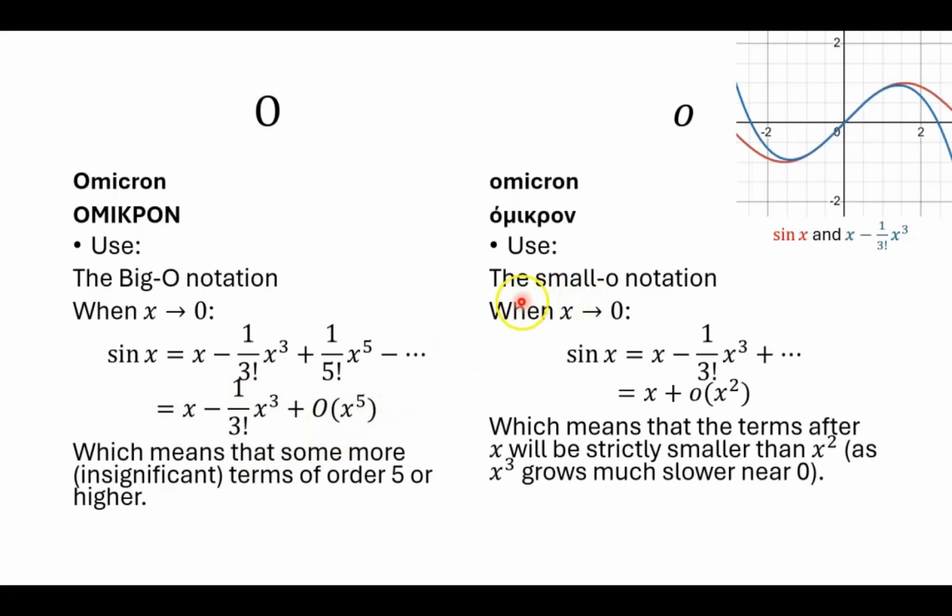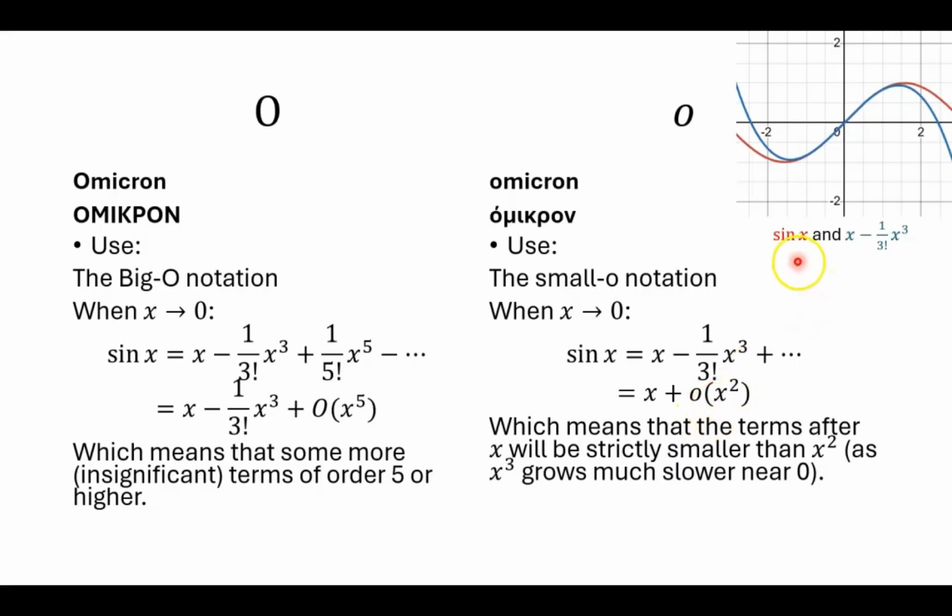And for the lowercase, it's similar. The small o notation is a bit stricter than the big O. Using the same example, again, sine of x near x equals 0. If you are really near 0, or if you're just an engineer, you can even omit this x cubed term and just write x instead. And for the rest, you just write a small o of x squared. This means that the terms after x will be strictly smaller than x squared. As near x equals 0, x cubed will be much smaller than x squared.